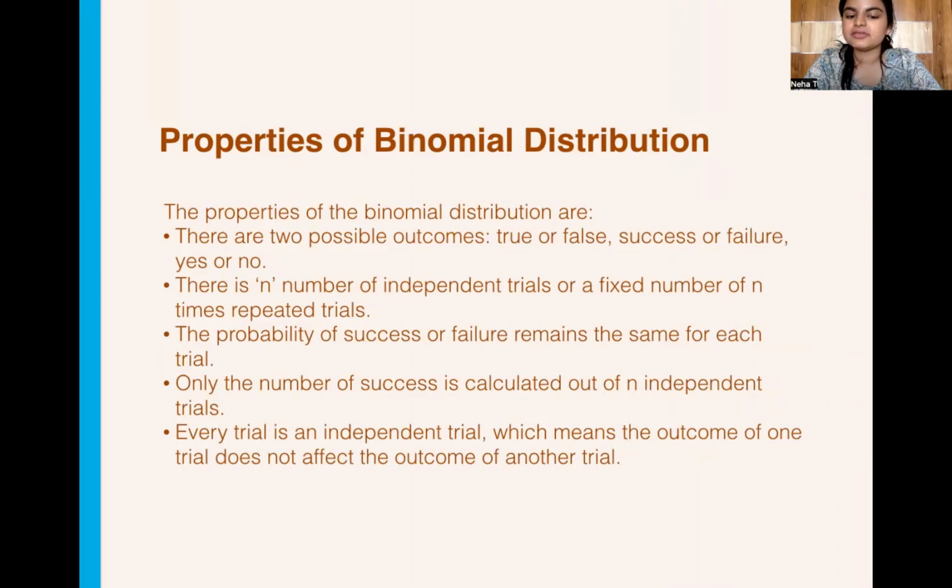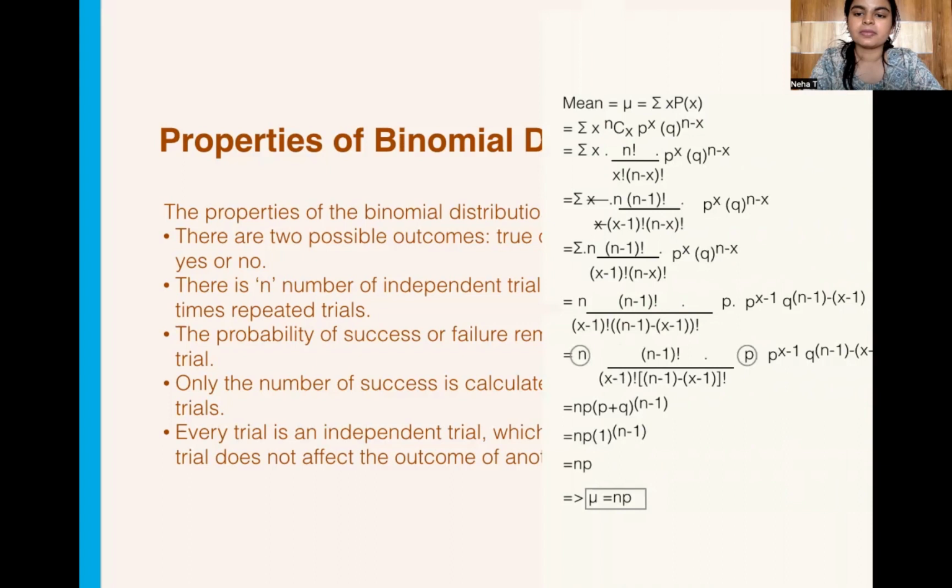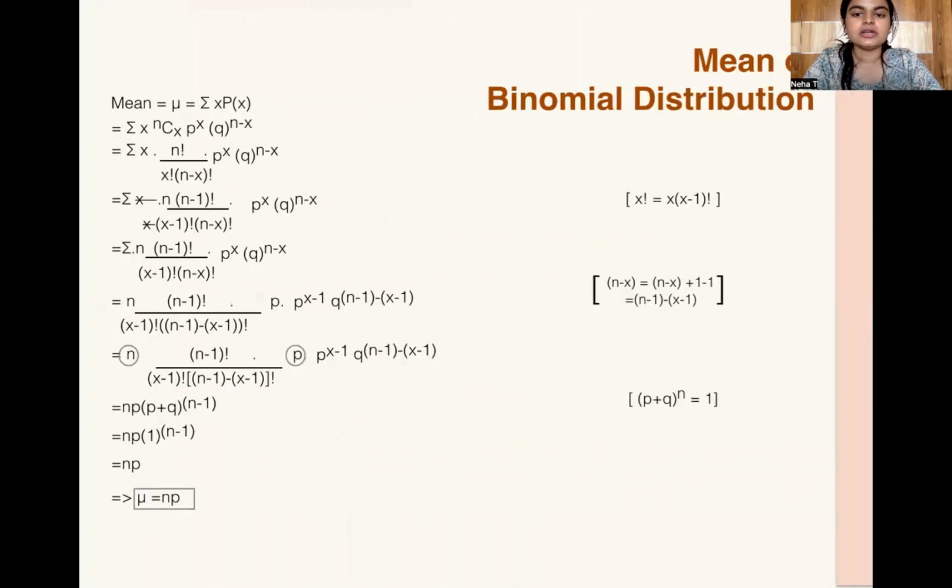The probability of success or failure remains the same for each trial. Only the number of successes is calculated out of n independent trials. So again, the last one is the definition for independent trial. Every trial is an independent trial, which means that the outcome of one trial does not affect the outcome of the other trial. Okay. So coming to the derivation of mean of binomial distribution.